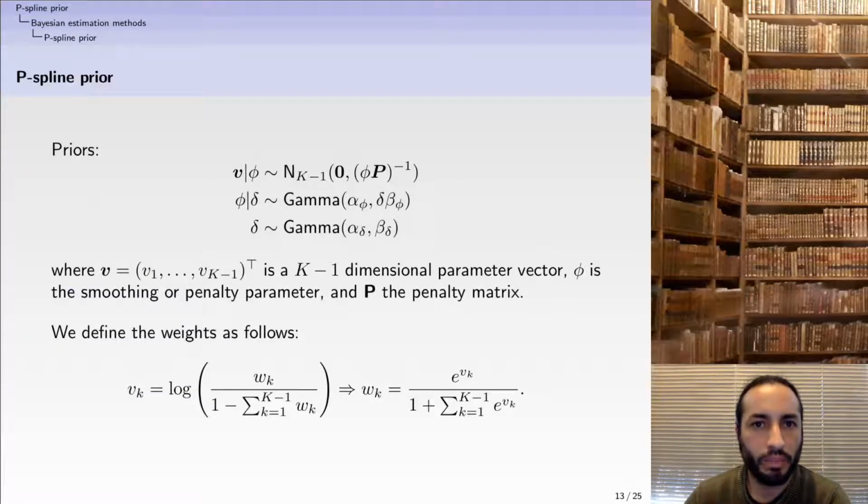So now we need to define the prior on the weights, but instead of allocating a prior directly on the weights, we allocate a normal prior on this parameter v, but we can always obtain the weights by applying this transformation. The penalty on the B-spline basis coefficients is allocated on the covariance matrix of the vector v. This penalty matrix penalizes the inclusion of B-spline densities, controlling the smoothness of the PSD estimate. In addition, we define a hierarchical prior for the covariance matrix, where phi is known as the penalty parameter.